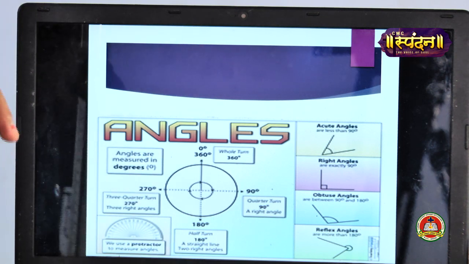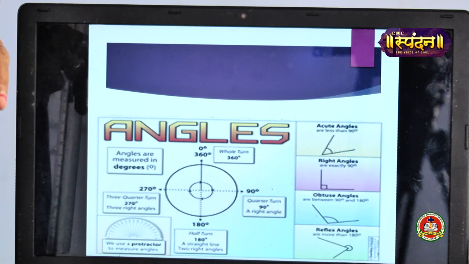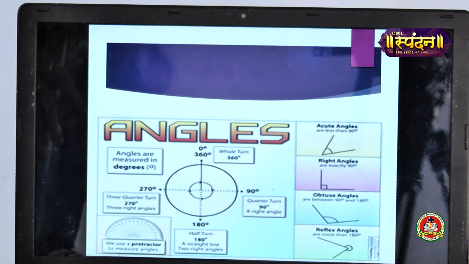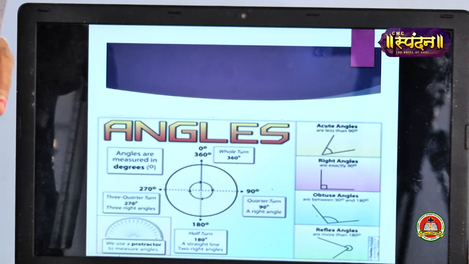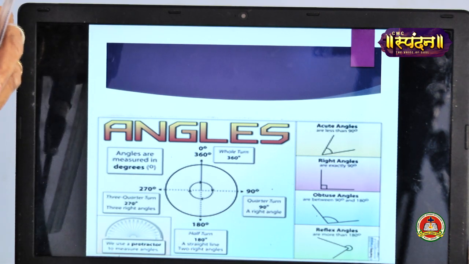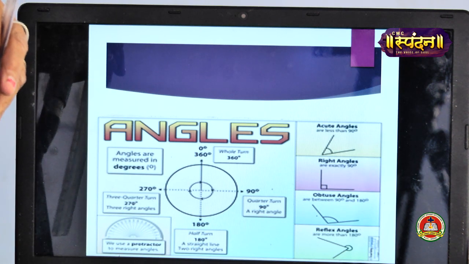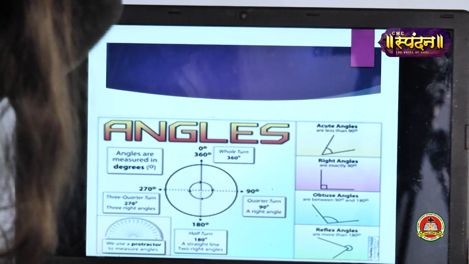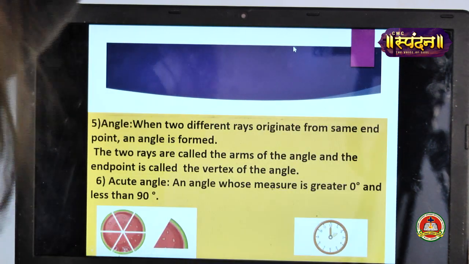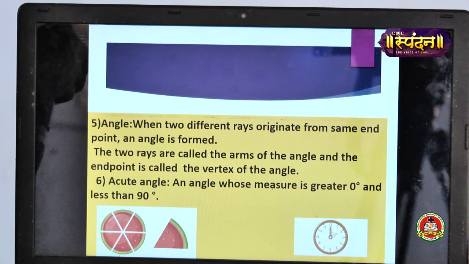Now let us see different types of angles, whatever you have learnt in your earlier classes, like acute angle, obtuse angle, right angle, straight angle, reflex angle and full angle. So angle, what do you mean by angle?